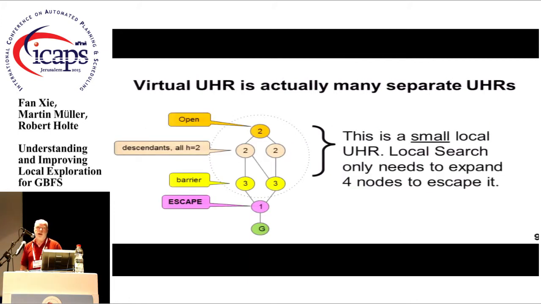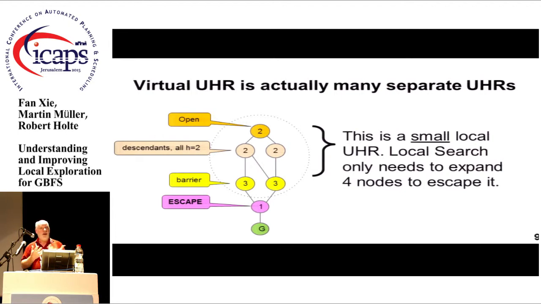This is the one that's important. This is the reason that local search can get you out of a large virtual UHR with very little work: it could be a small local UHR. Small means that you only have to expand a very small number of nodes before you not only hit the barrier node, but you get past it.